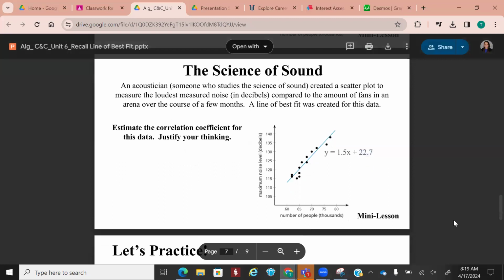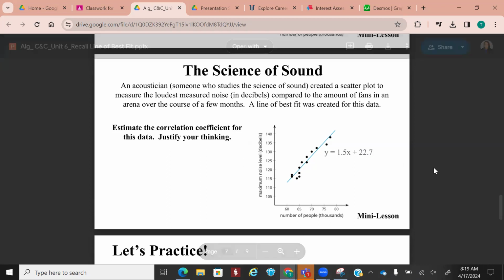Okay, if you had to estimate what the correlation coefficient was for this one, what would it be? If you had to estimate the correlation coefficient. So how close are those things together? Pretty close. Okay, so it's going to be closer to 1, right? So it's going to be 0.7, 0.8.